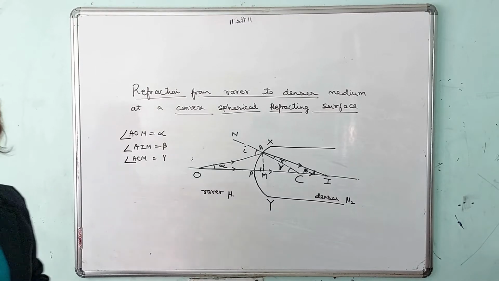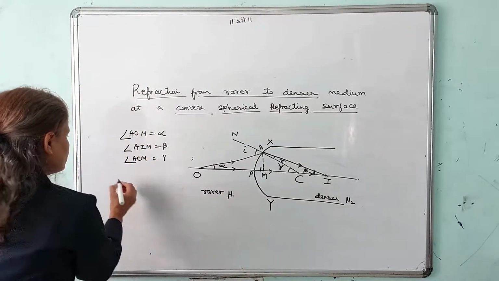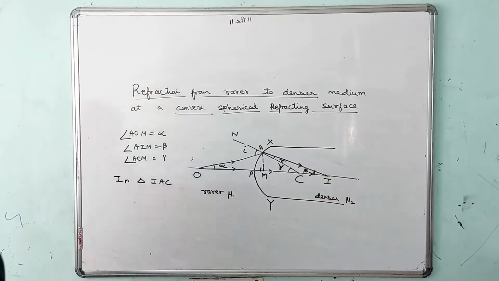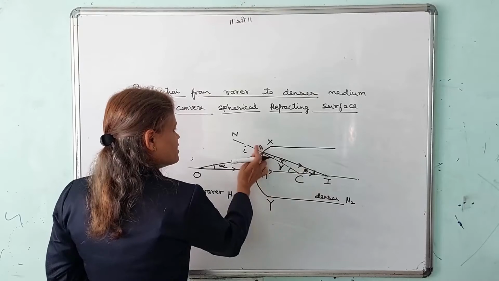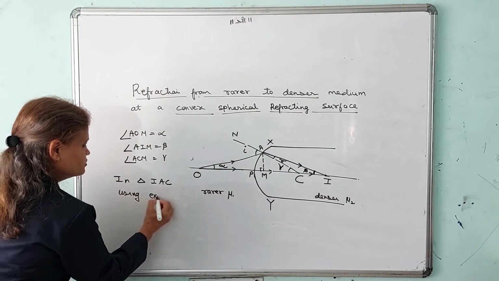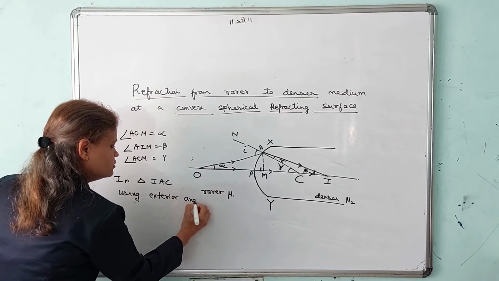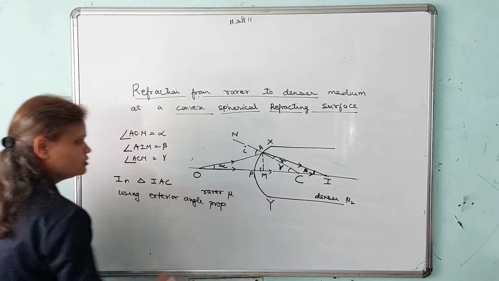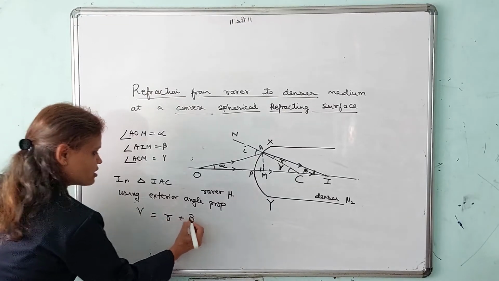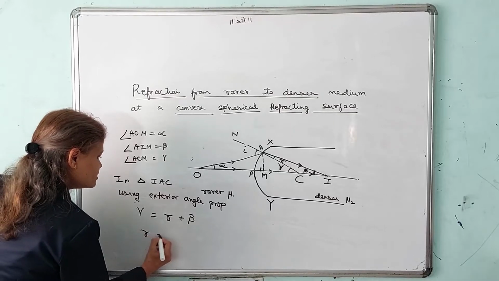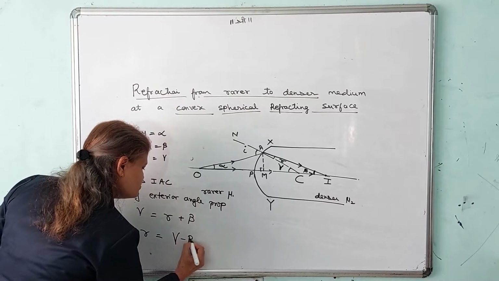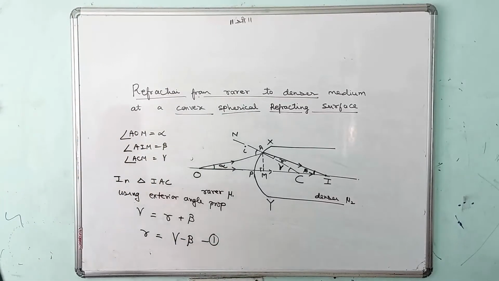Now we are going to use the exterior angle property for two triangles. First we are going to consider triangle IAC. There we are going to use the exterior angle property. So that will give you gamma is equal to r plus beta. From this we get the expression for r, that is gamma minus beta. I mark this as equation 1.